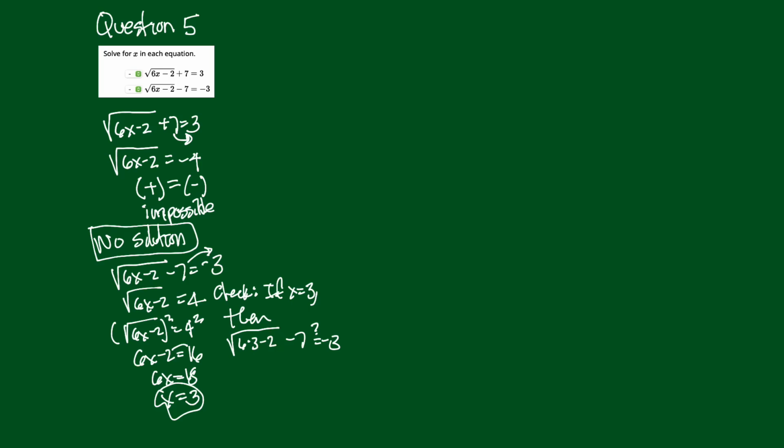Square root of 20. Well, that's wrong, right? 18 minus 2 is 16. All right, so let's try it again. So I really got a 16 here. So 16 minus 7, now is that equal to negative 3? Square root of 16 is 4. 4 minus 7 is negative 3. That equals negative 3, and this thing checks. So we can now conclude that x, sure enough, is 3.